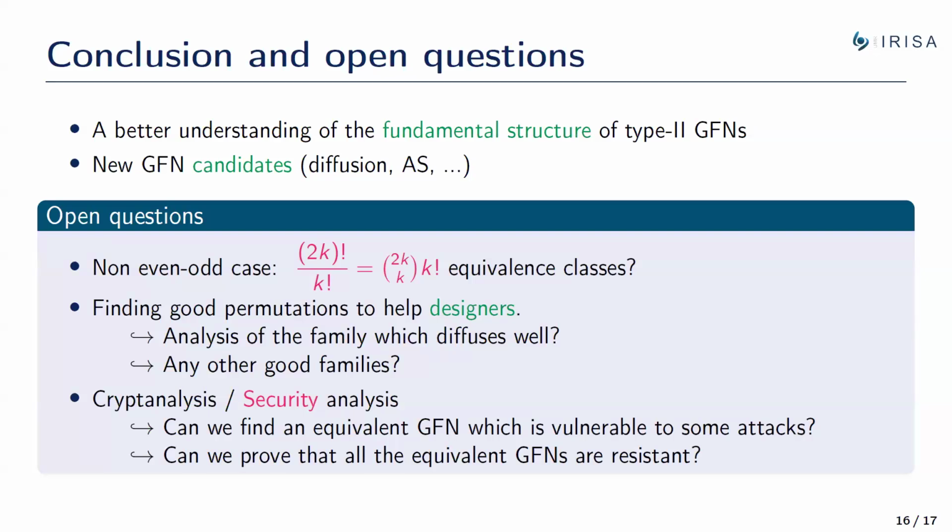However, there are still a lot of open questions. We didn't deal with the number of equivalence classes in the non-even-odd cases. We'd like to find other good permutations and study more the ones that we have presented. And the last idea would be to do some security analysis with this, because for a large class of attacks, they are invariant in the equivalence classes, but some are not, and I will explain it before concluding.